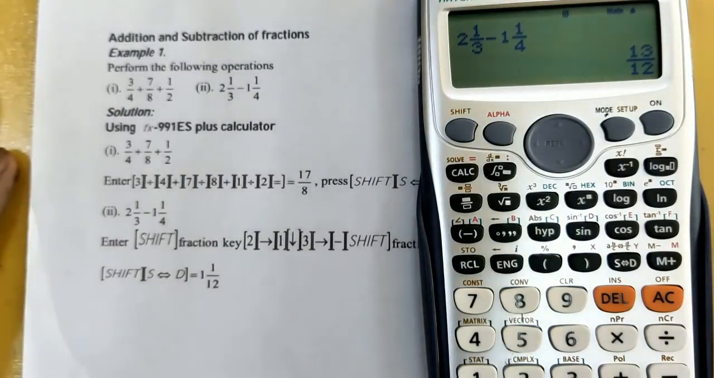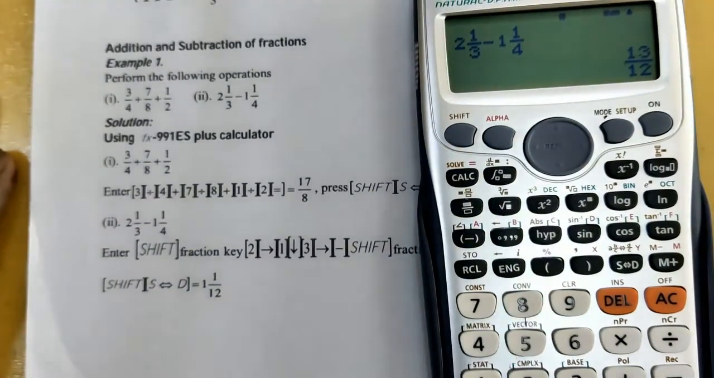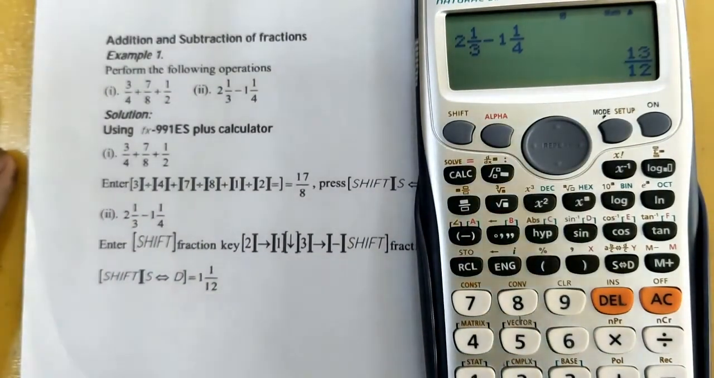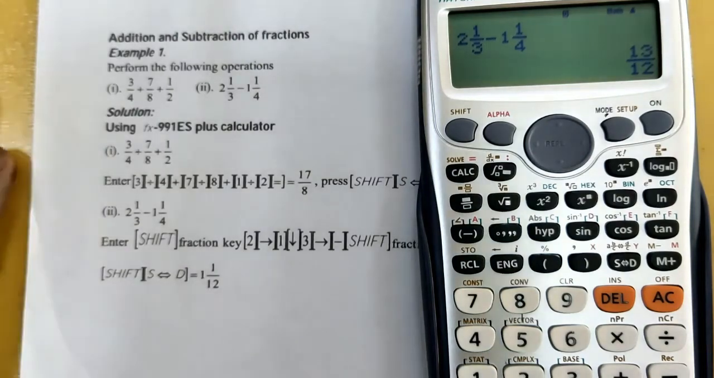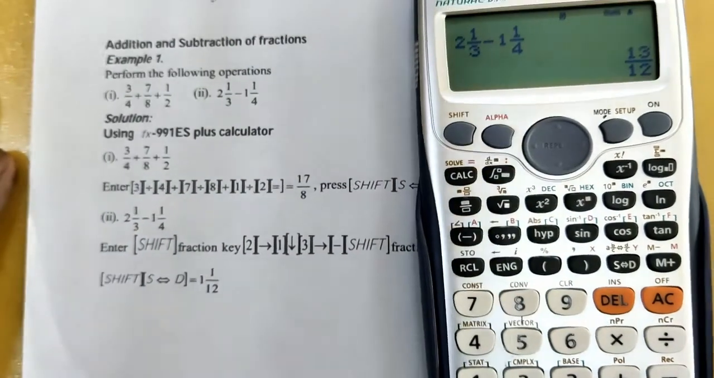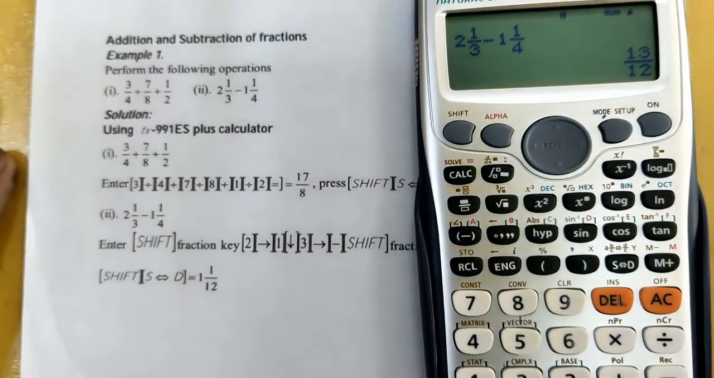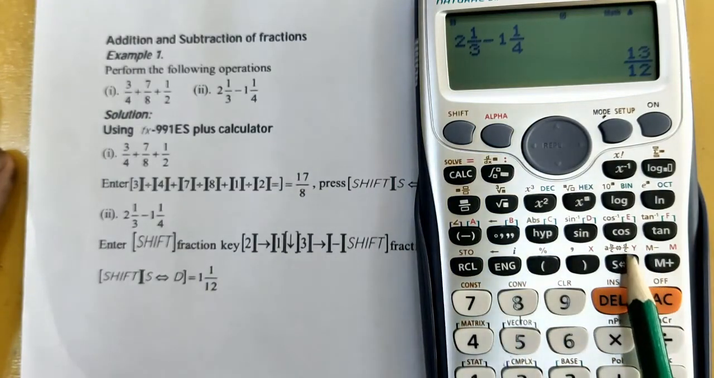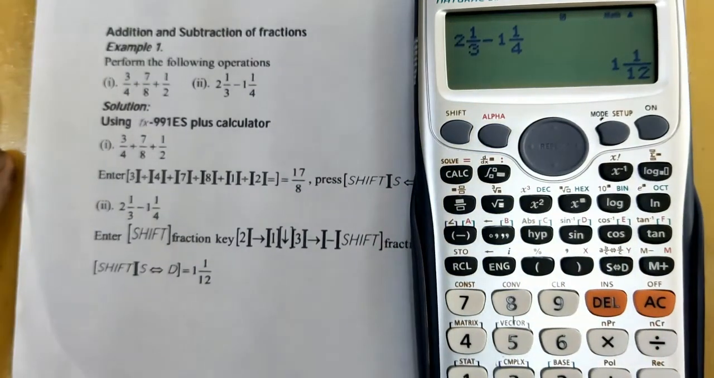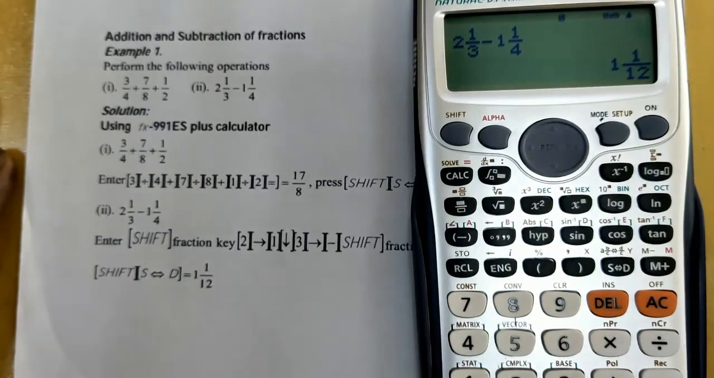Now when you see an improper fraction, you can convert it to a mixed fraction because it's easy to do. Now when you have 13/12, which is still an improper fraction, you go to shift and come to the conversion key, and it will convert it to one whole number 1/12, and that's very simple.